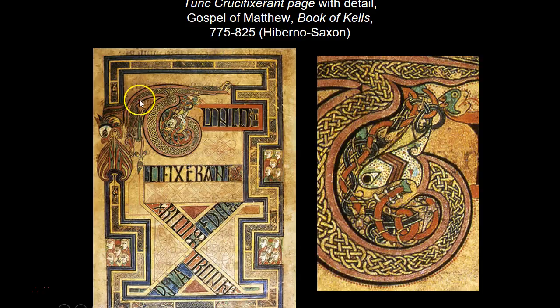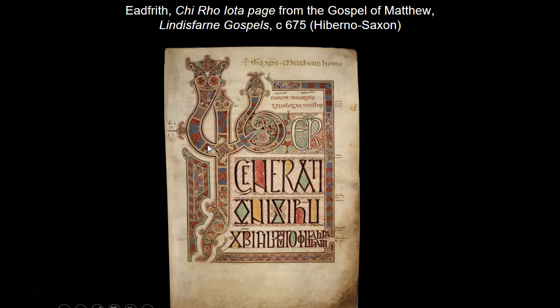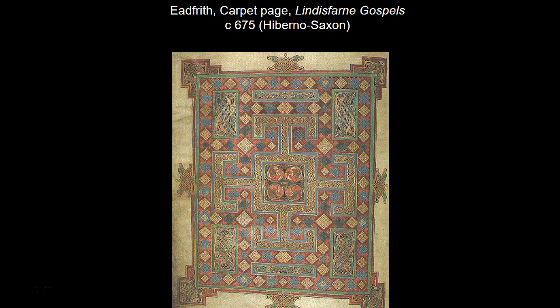The Tunc Crucifixerunt, the T, is highly decorated. This is a T. And same here, another Chi Rho Iota page from the Gospel of Matthew of the Lindisfarne Gospels. Lindisfarne Gospels is really interesting, has an interesting history, and I encourage you to read your book section on it on page 436 to 437.